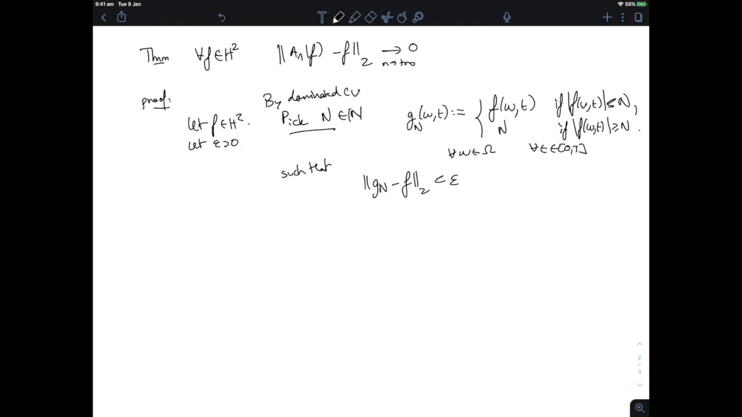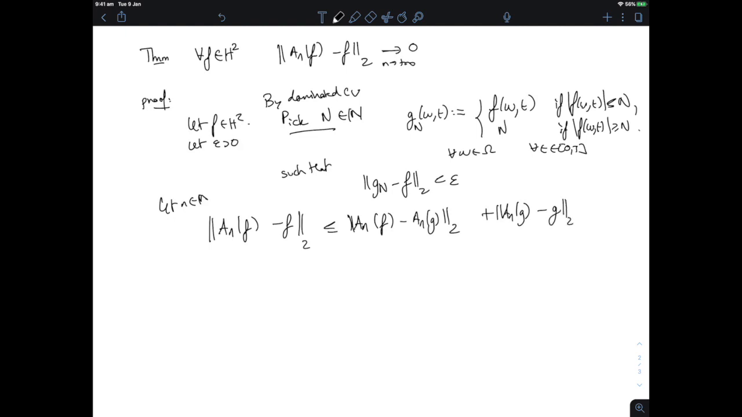And now, once we have this process, we look at A_n of f minus f, and I'll send n to infinity later, so let's take an n in N for now. And I write that as A_n of f minus A_n of g, my triangle inequality, plus A_n of g minus g plus g minus f. No, g is a g capital N.